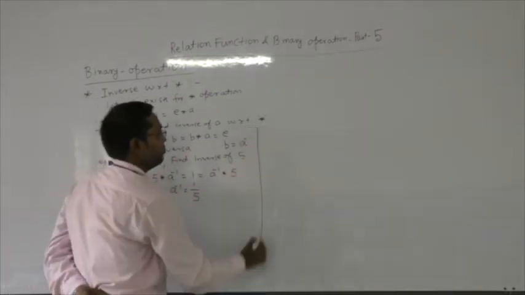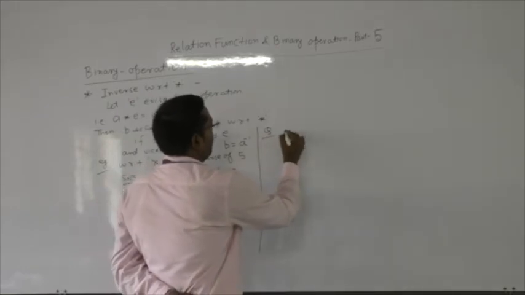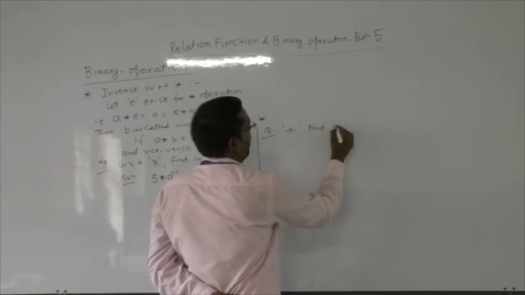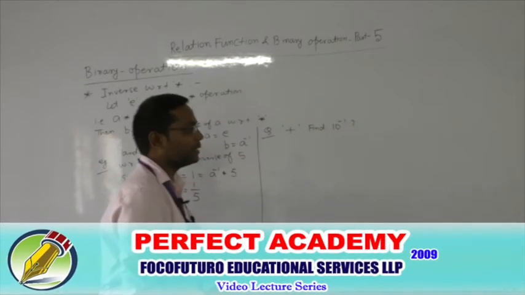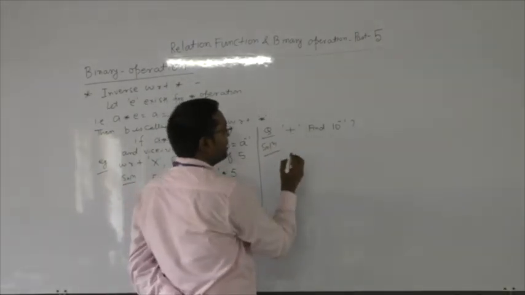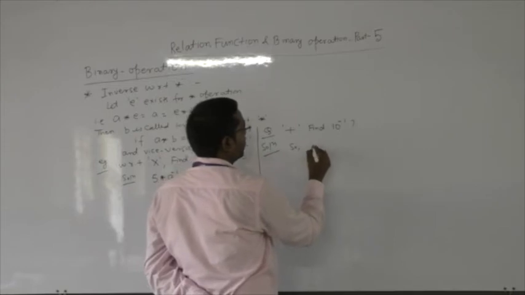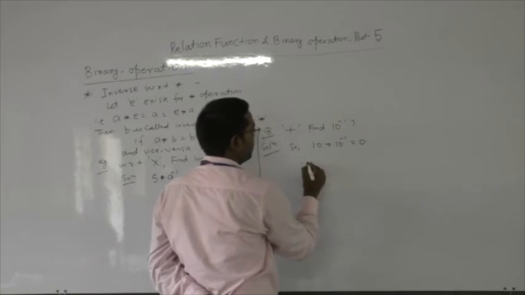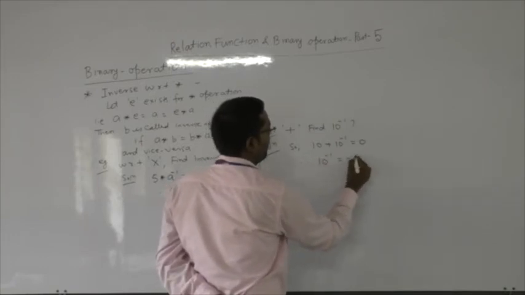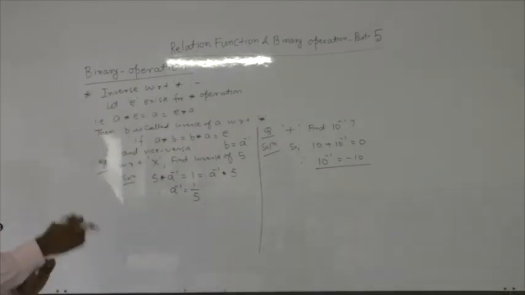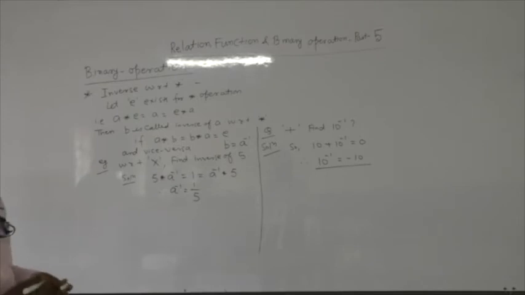Similarly, let's see one more question. With respect to the addition operation, find the inverse of 10. With respect to addition, we have seen 0 is the identity element, so we can write 10 plus 10 inverse should equal 0. So what is the inverse of 10? That is minus 10, right. That is how we find the inverse with respect to any identity element. Let's see the next question.